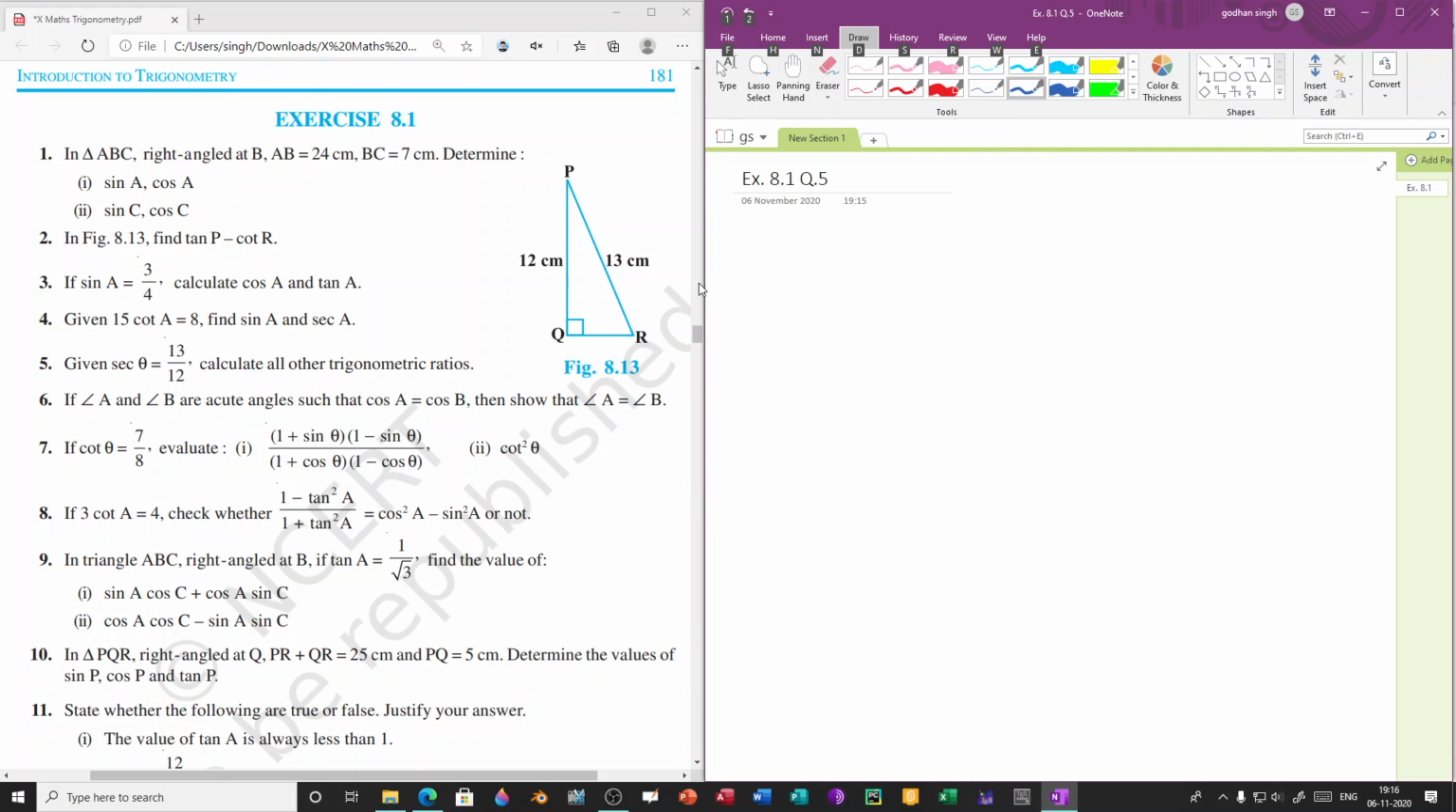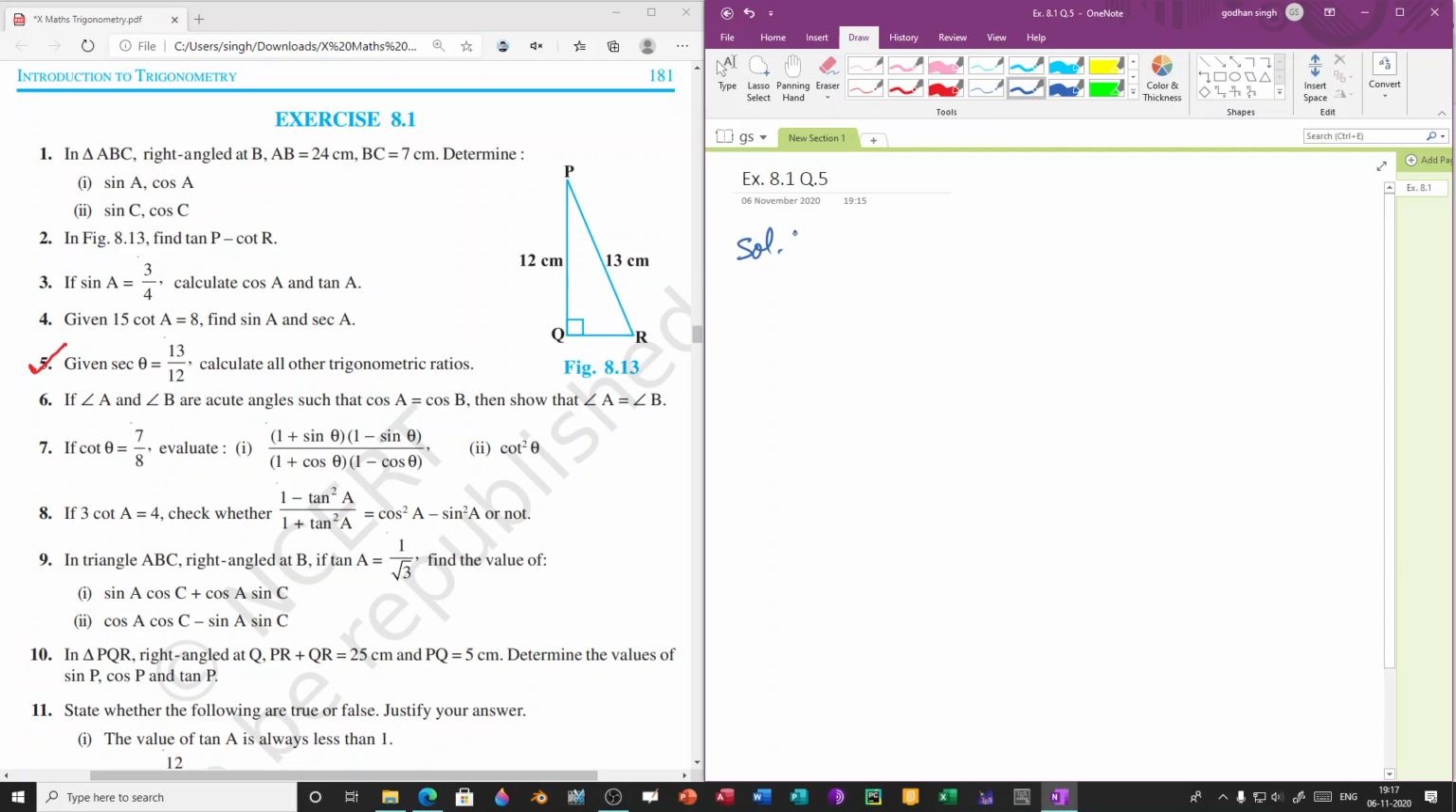Exercise 8.1, question number 5. Given sec theta equal to 13 by 12, calculate all other trigonometric ratios. All other trigonometric ratios means there are 6 trigonometric ratios. Already we have seen that sine is there, then cos is there, tan is there, and the 3 reciprocals, total 6. So here 1 is given, sec theta is given, and we have to find the remaining 5. So let us start doing this one. So solving question number 5 now.